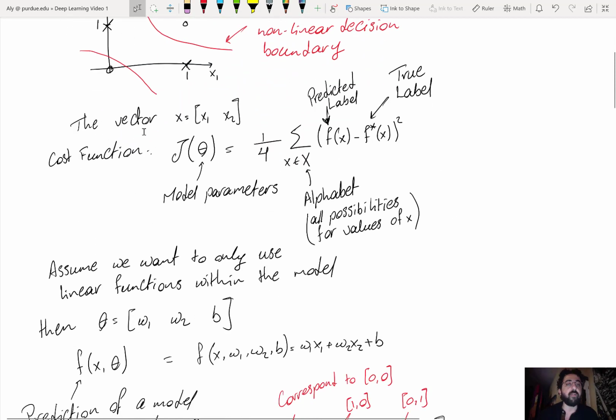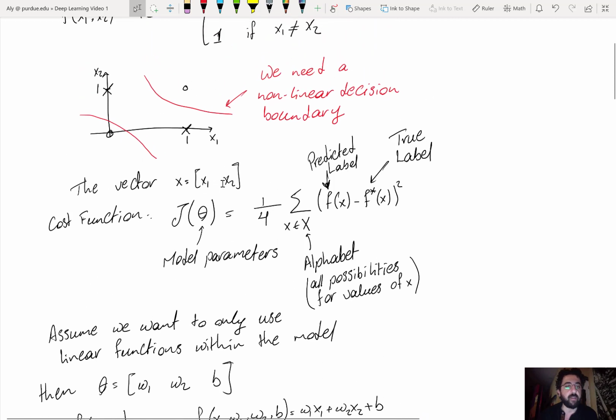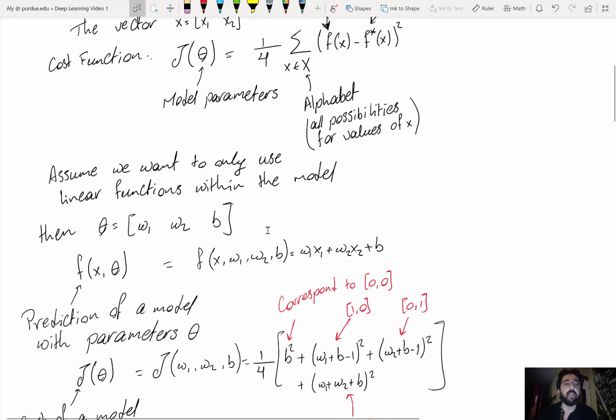So we will call the vector x basically the vector of x1 and x2, and the cost function that we will consider is the mean square error cost function. In this case, mean square error means mean over all the possibilities, and here all the possibilities for the values of x are 4 possibilities. That's why we divide by 4, and then we take the square of the error. The error is the difference between the predicted label and the true label. We take the square of this, we sum over all possibilities, and then we divide by the number of possibilities, which is 4.